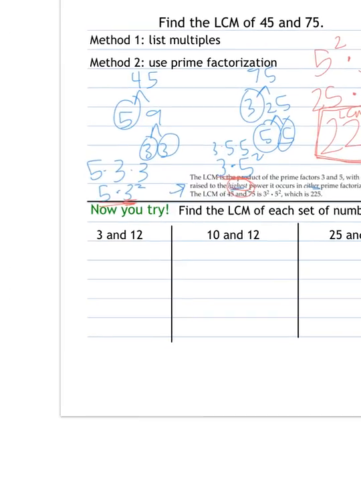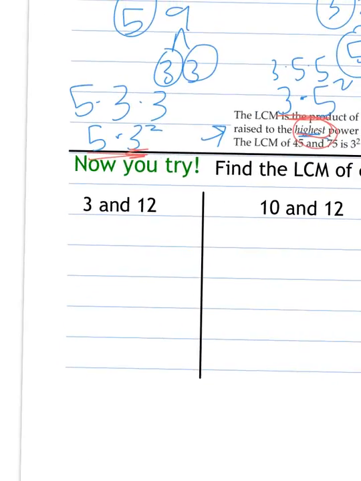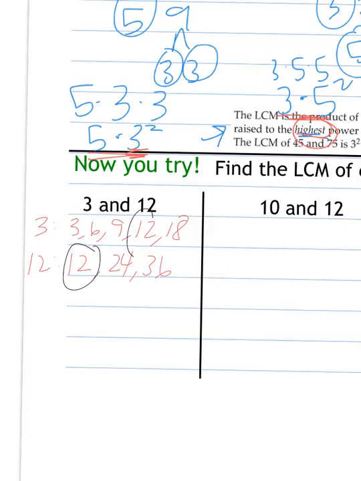Okay, here's a few for us to practice together. First one, 3 and 12. Those are both small numbers, so I'm going to write out the multiples for it. For 3, our multiples are 3, 6, 9, 12, 18. I'm going to stop there. For 12, they are 12, 24, 36. Stop there. Look between the two. You notice 12 is in both of them. That's the smallest number. So our least common multiple equals 12.